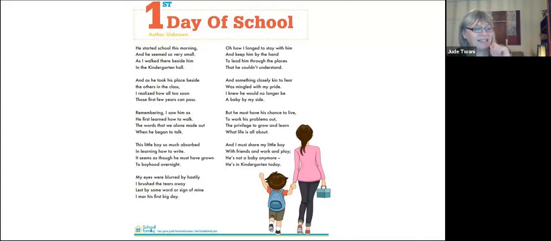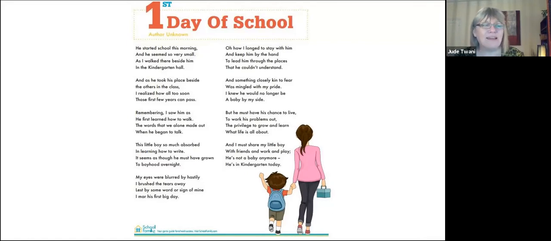Remembering I saw him as he first learned how to walk, the words that we alone made out when he began to talk. This little boy, so much absorbed in learning how to write, it seems as though he must have grown to boyhood overnight. My eyes were blurred when, as hastily, I brushed the tears away, lest by some word or sign of mine, I mar his big day.